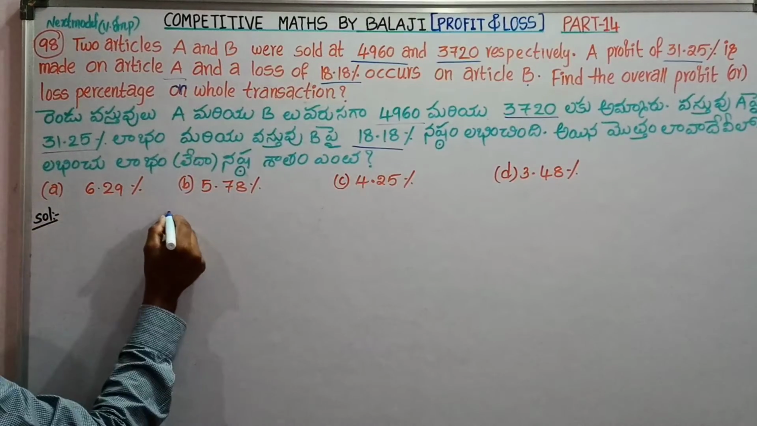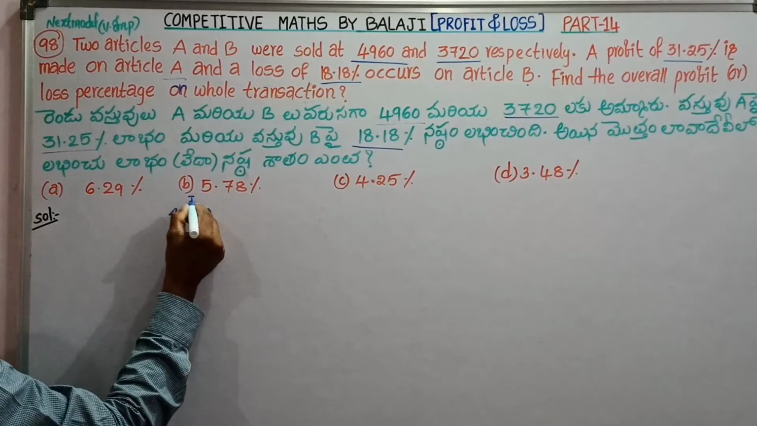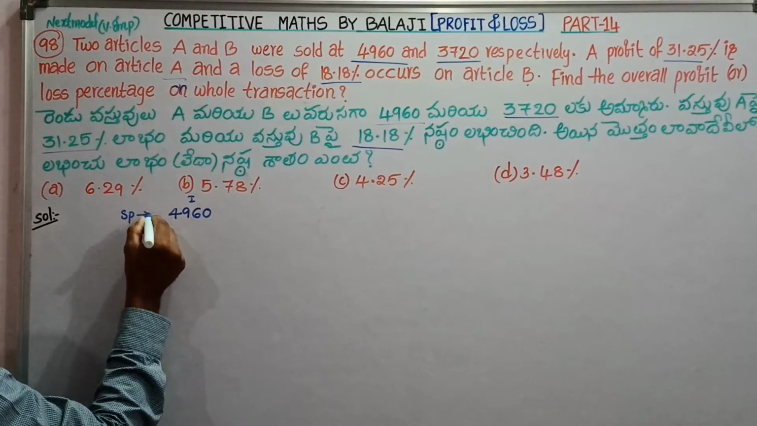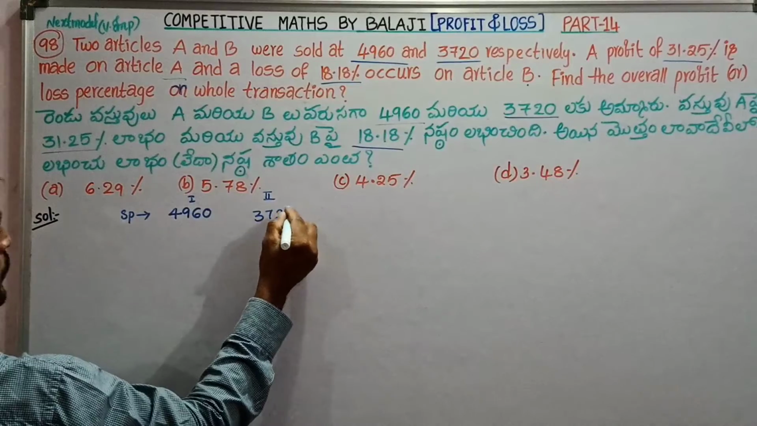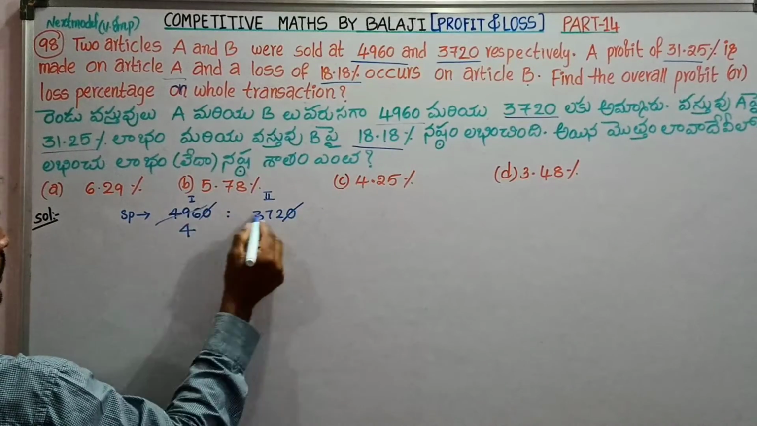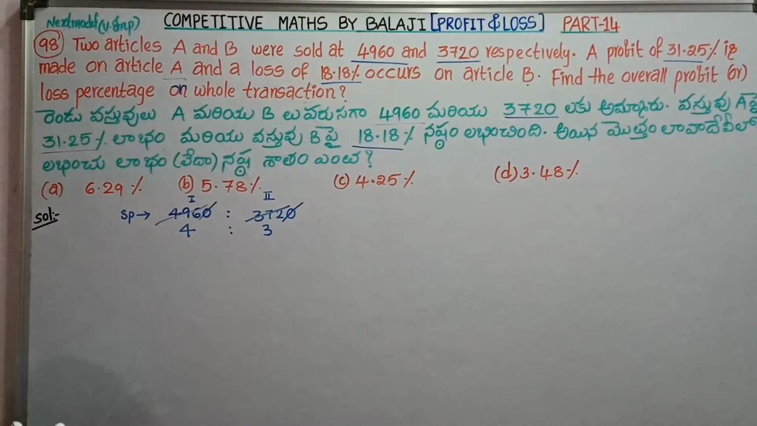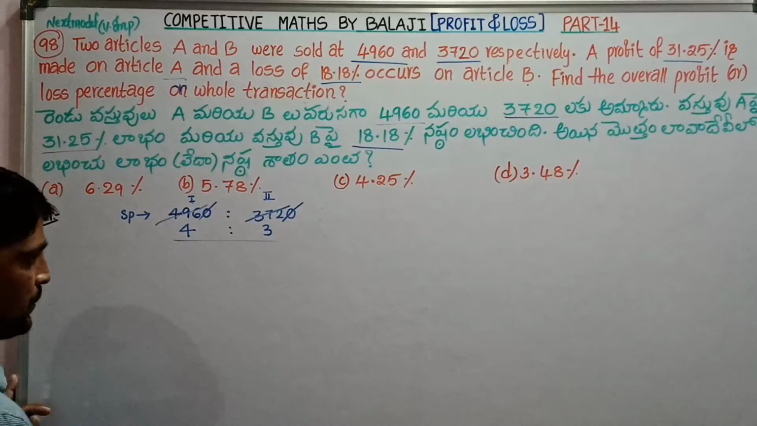Consider solution. Ratio of their SPs. This is first article. Ratio of SP of first and second article, 4960 to 3720. Consider their ratio. 124 4s are 496, 124 3s are 372. Ratio of SP of first and second article is 4:3.